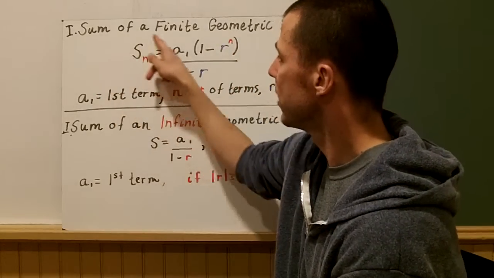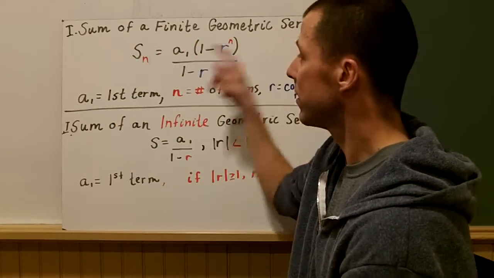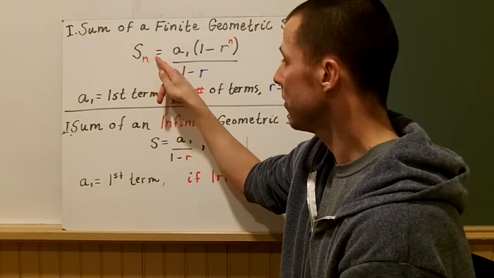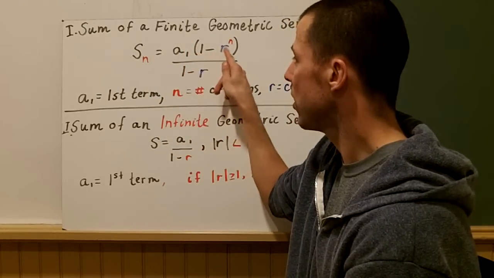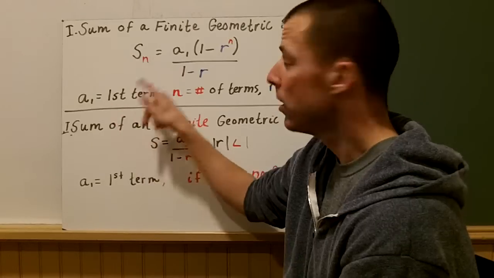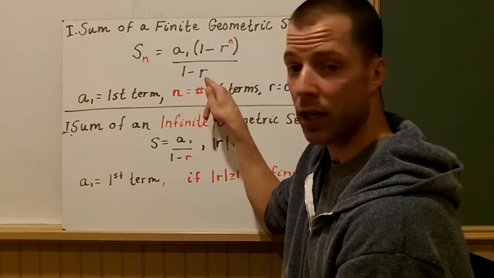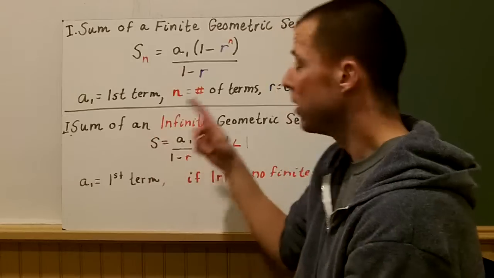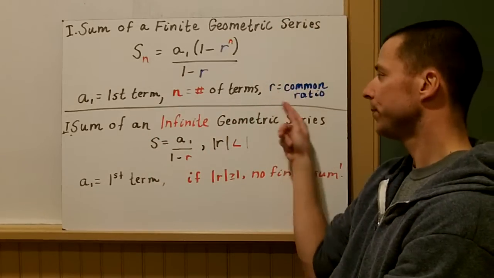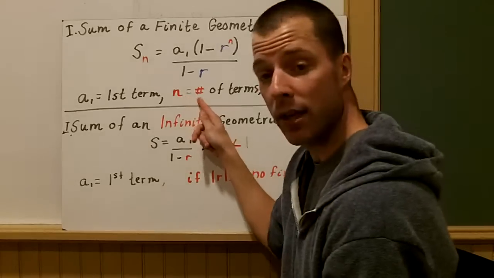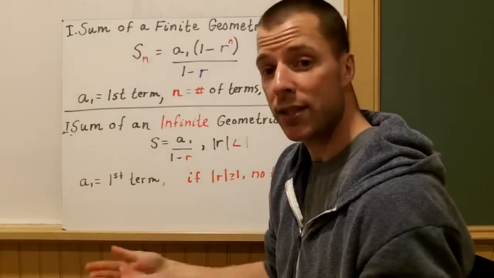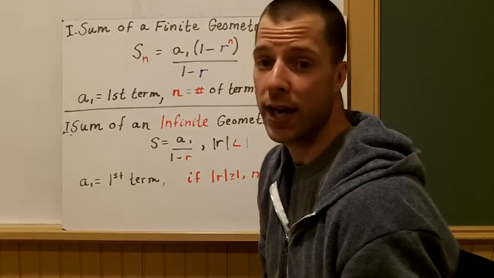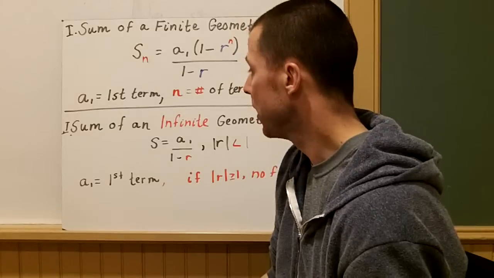Okay, number one, the sum of a finite geometric series. There's the sum, and that's going to be equal to your first term times the quantity 1 minus r to the n, all divided by 1 minus r. So your r is your common ratio, n is the number of terms, and a sub 1 is the first term. So n is still looking at how many terms I have of this series.